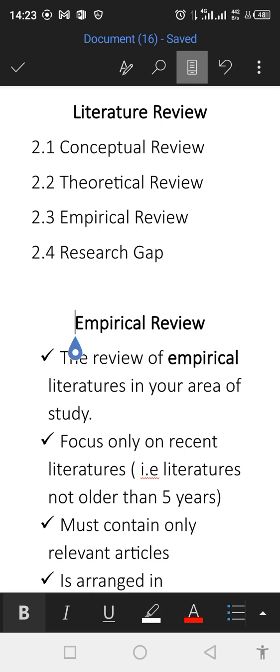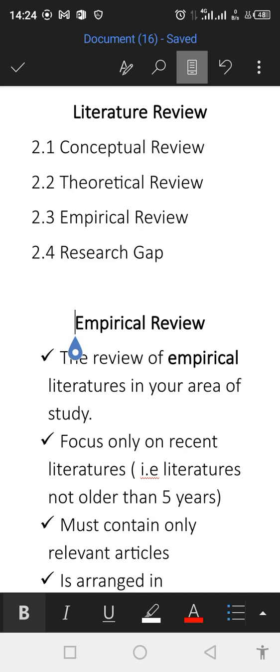All right, let's continue. So today, our literature review is divided into 4 phases. The first phase, which is called 2.1, remember, literature review is our chapter 2. So the first subsection, 2.1, is the conceptual review. The second section, 2.2, is the theoretical review. The third section is the empirical review. And the fourth section is the research gap.